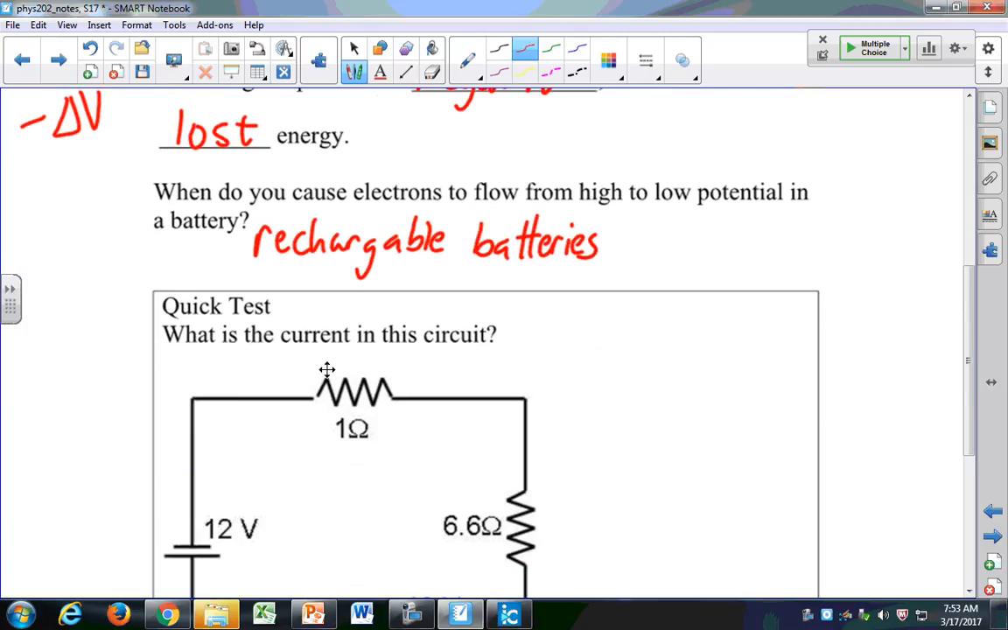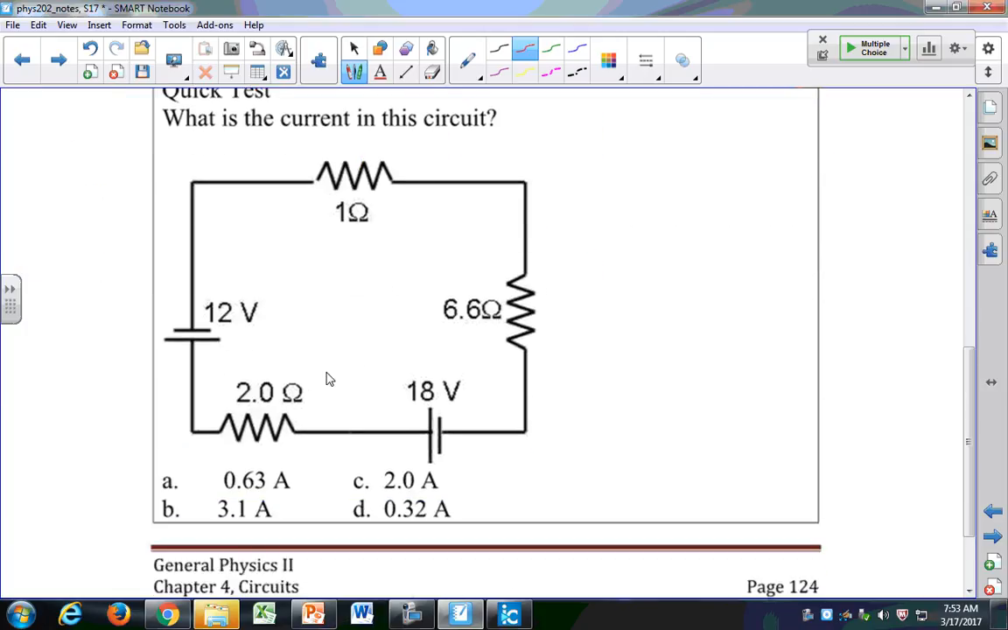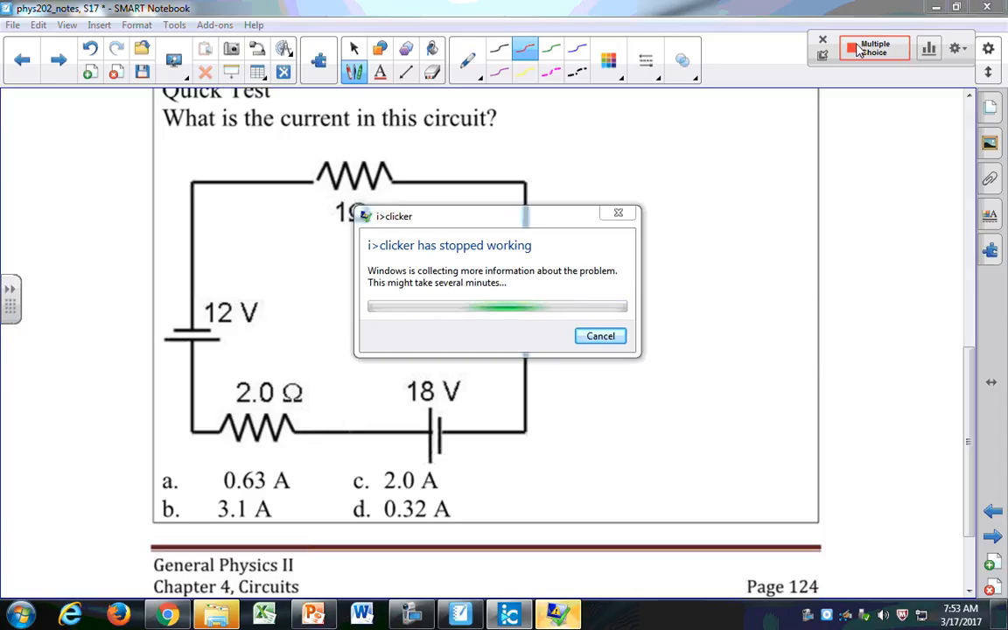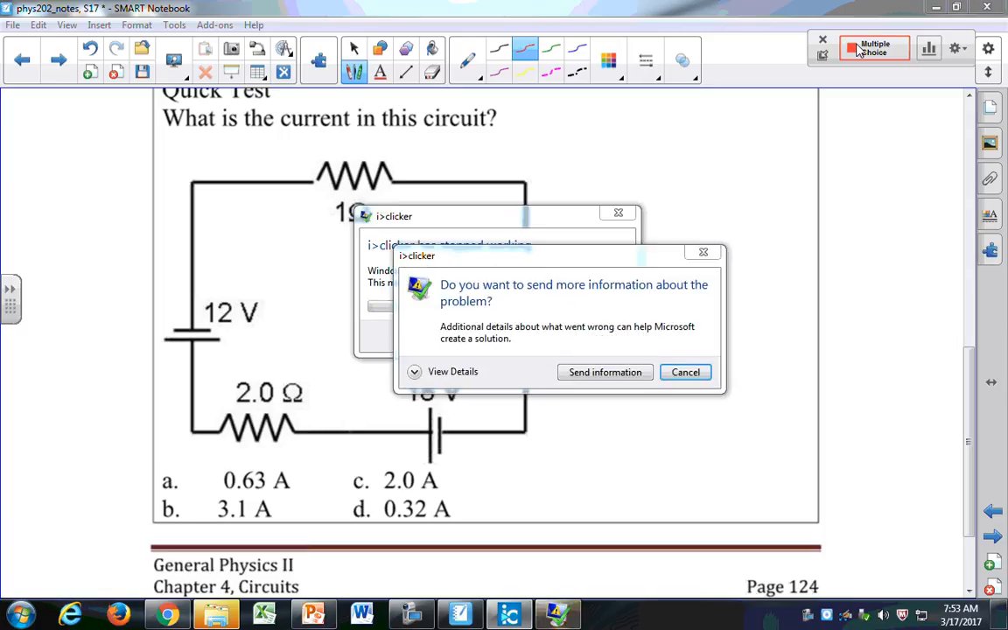All right, let's try this. What is the current in this circuit? You're going to need to use the loop rule. You'll need to just pick a direction for the current. It doesn't matter what direction you pick, it can be clockwise or counterclockwise. Then you pick a direction to travel through the circuit, applying the loop rule as you do so, adding up the potentials of all the individual things, all the resistors and batteries.